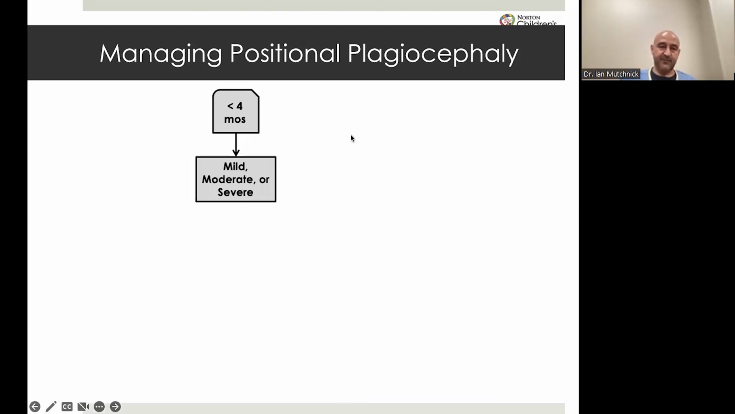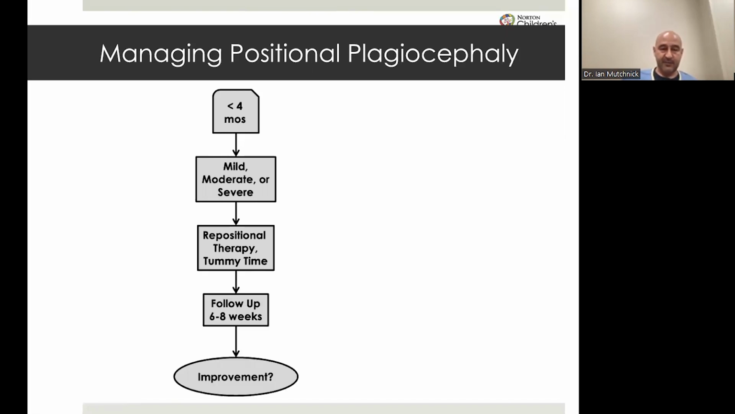If the kid is less than 4 months, whether it's mild, moderate, or severe, I would absolutely do repositional therapy and tummy time. If you just facilitate them getting off their head, that brain pressure, the steady pulsatile nature of the brain will push that skull back out. Follow them up in 6 to 8 weeks and see if there's improvement. If it is yes, green line is yes, follow up versus PRN.